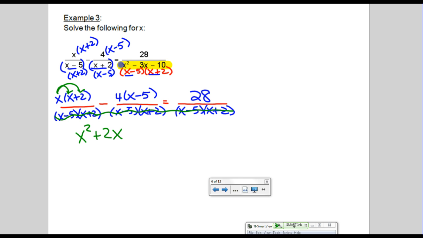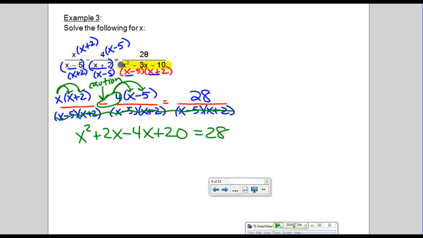Now this is really important. That negative goes with that 4. So that means you're really distributing a -4 throughout. And that's a very problematic spot for a lot of students. So be careful when there's a minus sign. So that's going to end up being -4x plus 20 equals 28.